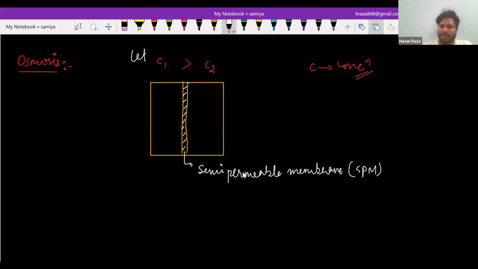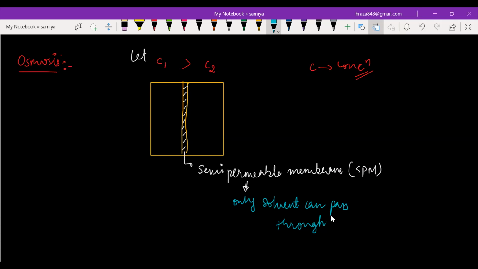So see what happens. This semi-permeable membrane only allows solvent to pass through it, because the size of solvent is smaller than the size of solute. The membrane has very small pores that allow only solvent to pass through them. Solute cannot pass through because the size of solute is greater than the pores in the semi-permeable membrane. Is that clear? Yes, sir.